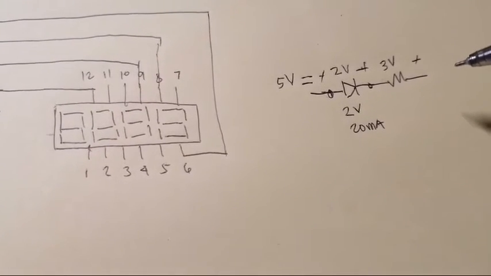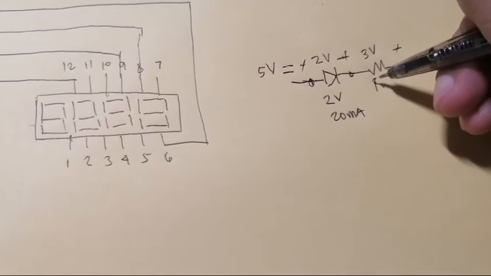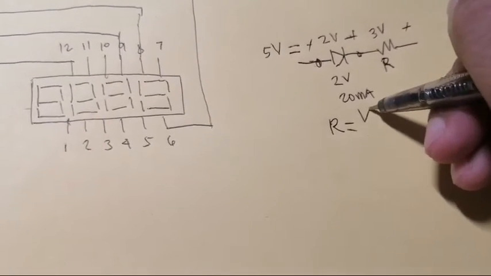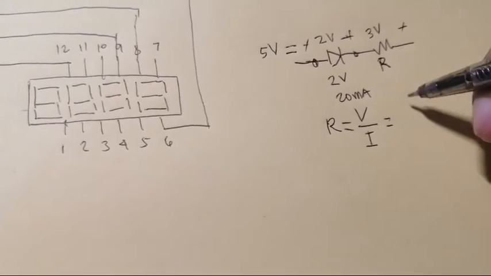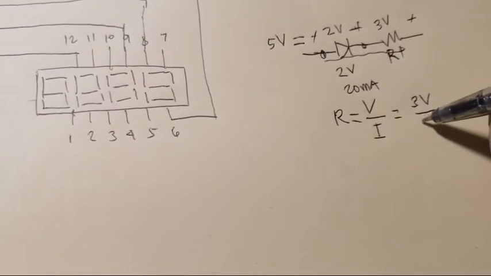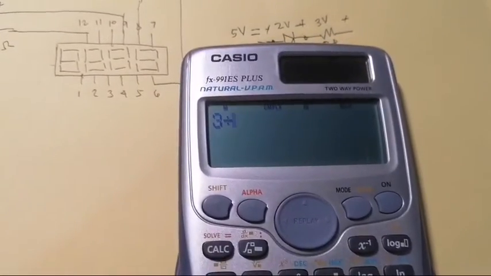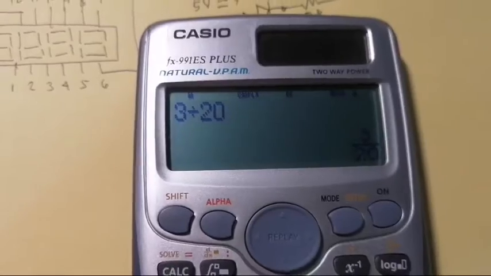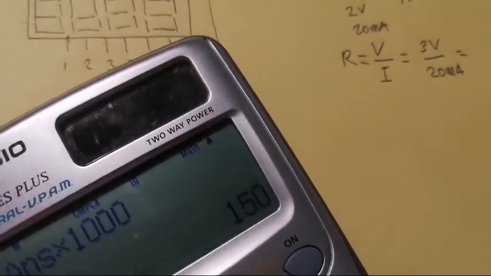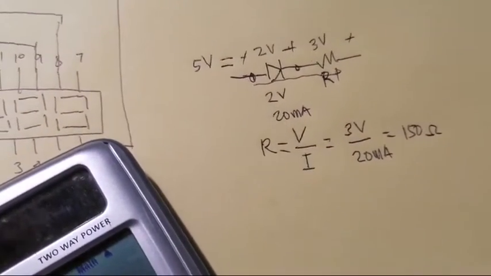If you do the mathematical computation for the value of this resistor, that's what we want to know. You will have the formula: resistance is equal to voltage over current. The voltage across this resistor is 3 volts and the current flowing through this line is 20 milliamps. So you have 3 divided by 20 milliamps, times 1000, so that is 150 ohms. 150 ohms. But why did I use 1 kilo ohm?